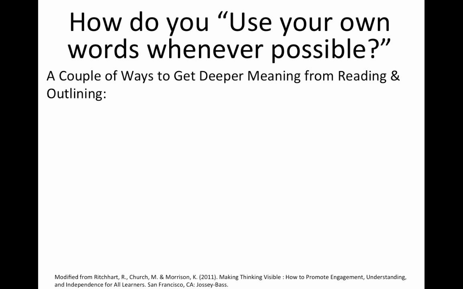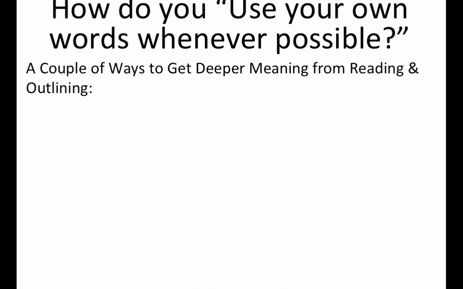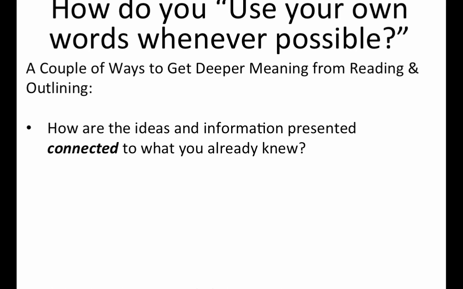And so there's a couple of ways of getting deeper meaning from reading and outlining text. And the key thing is that what you should do is, rather than just taking the words off the page, think about extending or connecting the words that you're using into either things that you've already learned or questions that they spark. So what do I mean by that? So after you write something down, you might say, how are the ideas and information presented connected to what you already know?